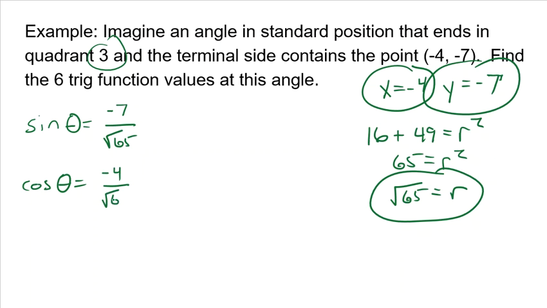-4 over the square root of 65. Done. Tangent is y, -7, over x, -4. Two negatives make a positive, 7/4. You're done. And then you could do cosecant. It's just the reciprocal of sine.